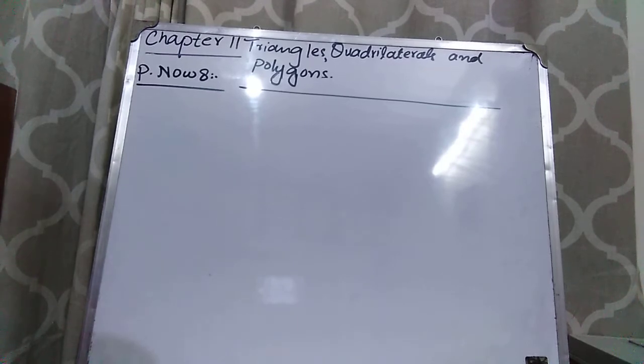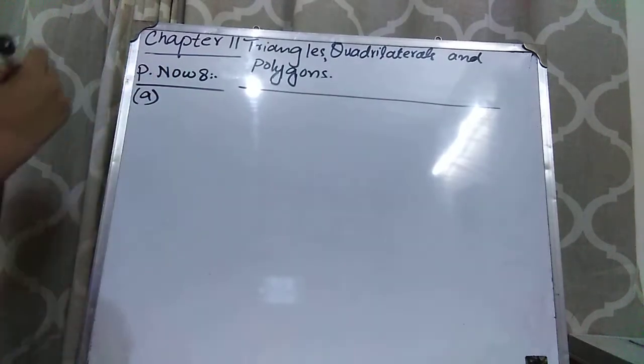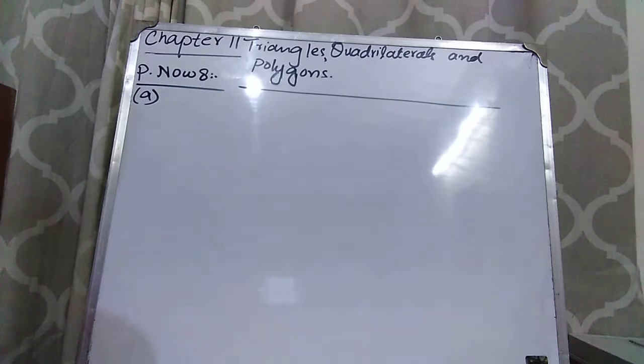Question number 1 is find the number of sides of a regular polygon if part A is each exterior angle of a polygon is 40 degrees. Okay students, here each exterior angle is given, that is 40 degrees. So how can you find out the number of sides? You can find out the number of sides by dividing each exterior angle with sum of total exterior angles of a regular polygon.